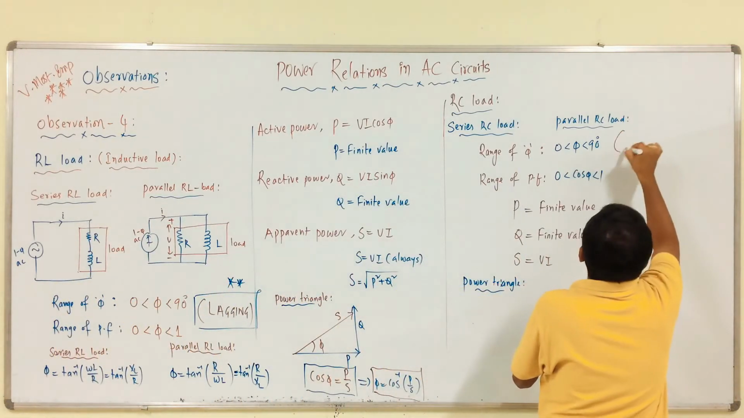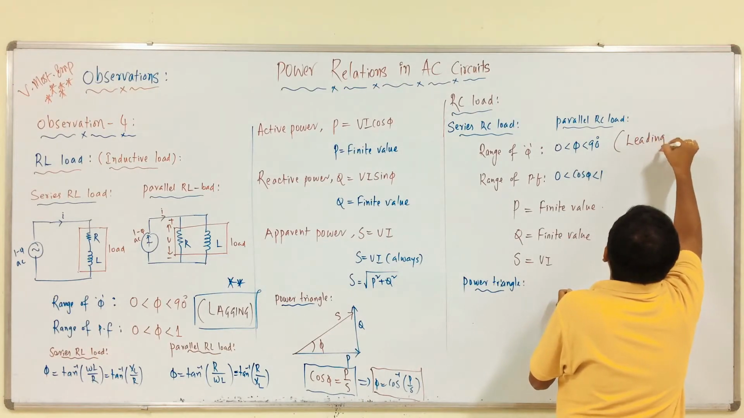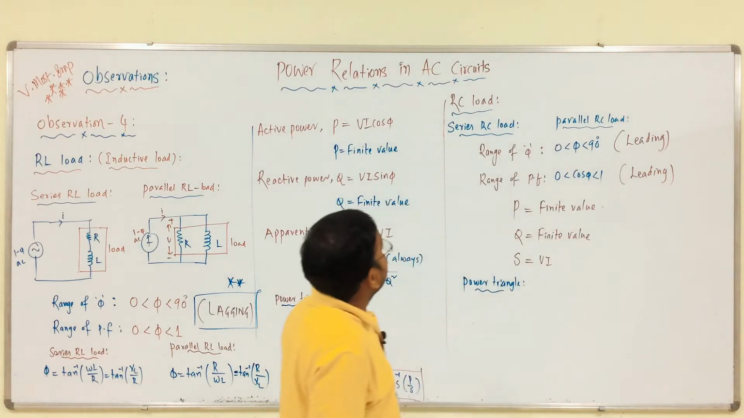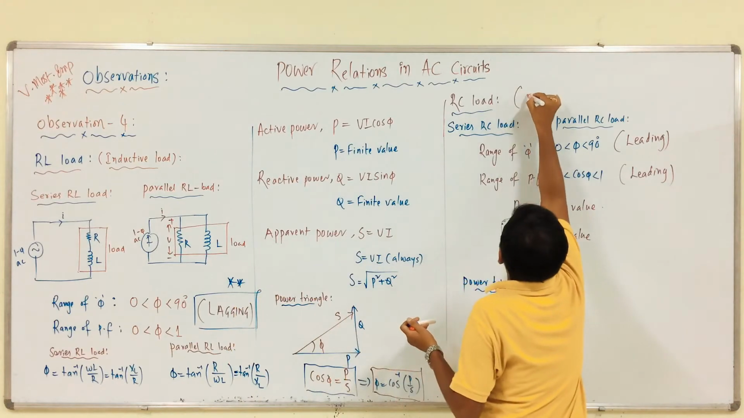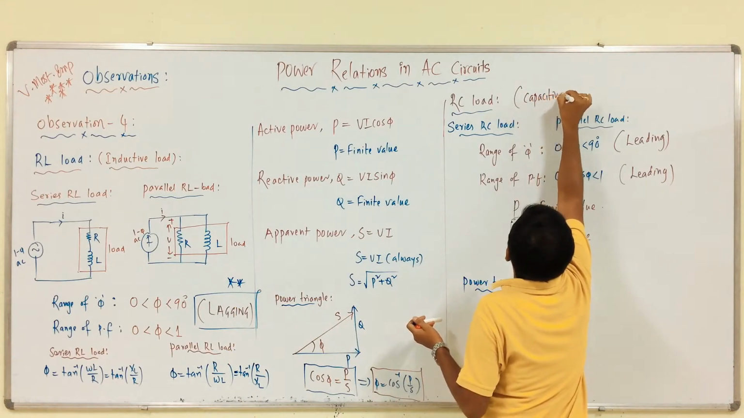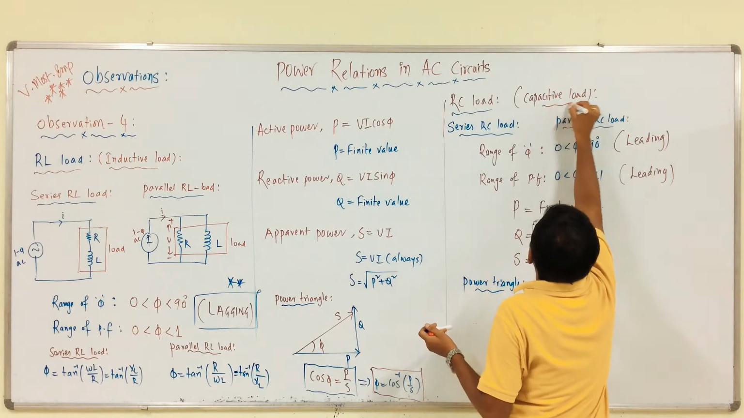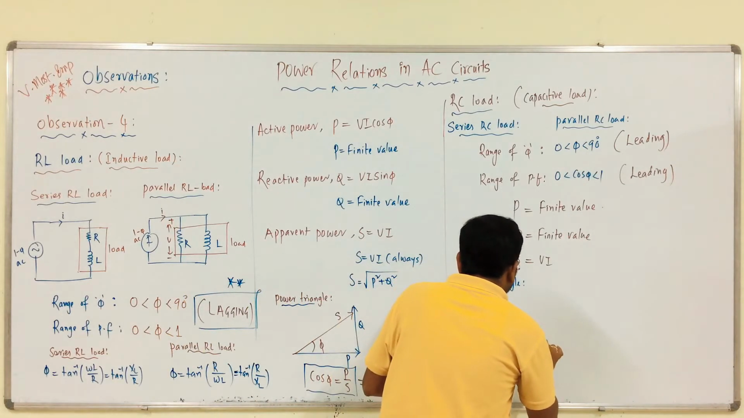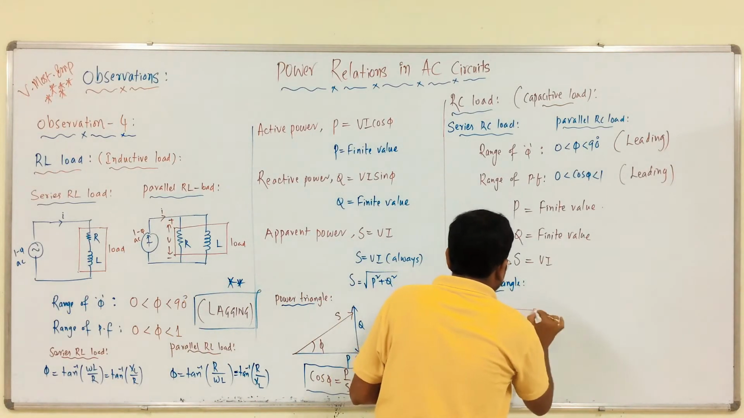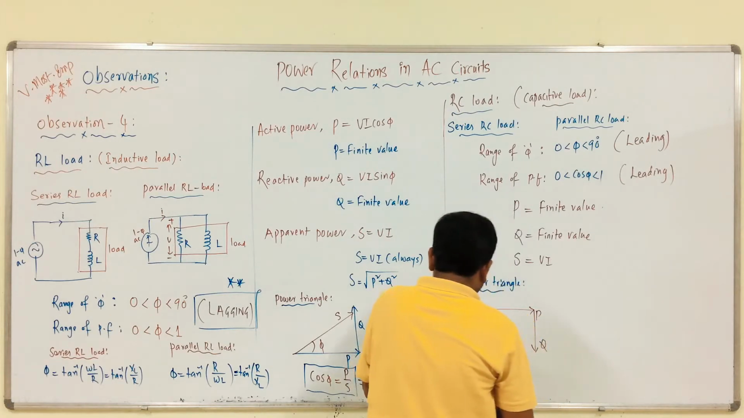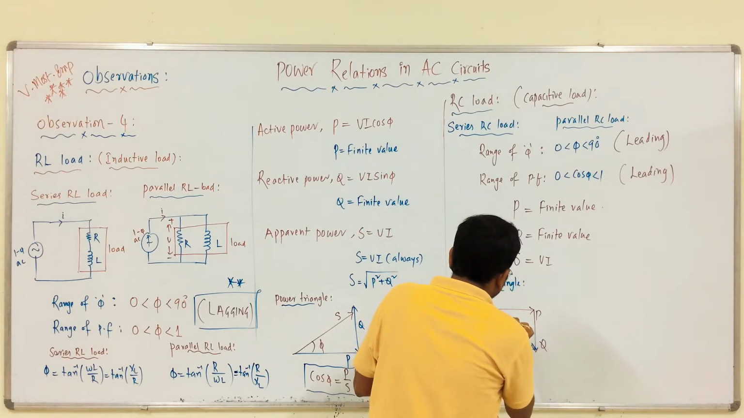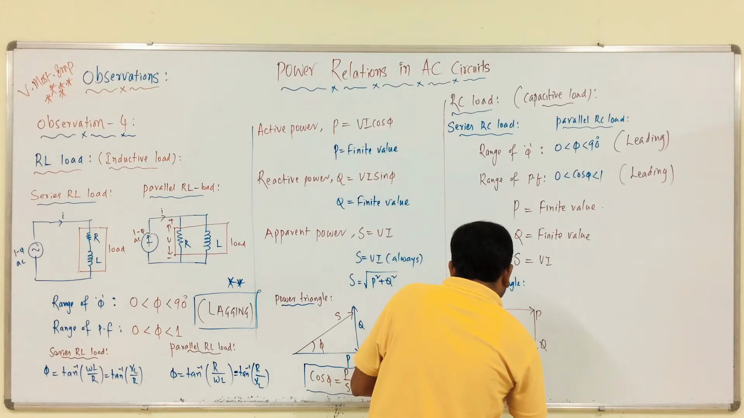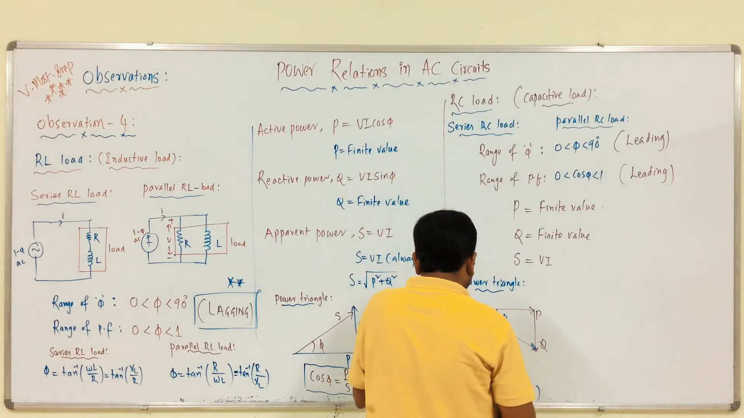Here you can write leading. Power factor is also leading in case of capacitive load. It is not a pure capacitive load, it is a capacitive load. What is the power triangle for this capacitive load? This is P, this is Q, this is S, this is the phi. From this, cos phi is what? P by S only. So, phi is equal to cos inverse P by S, right?